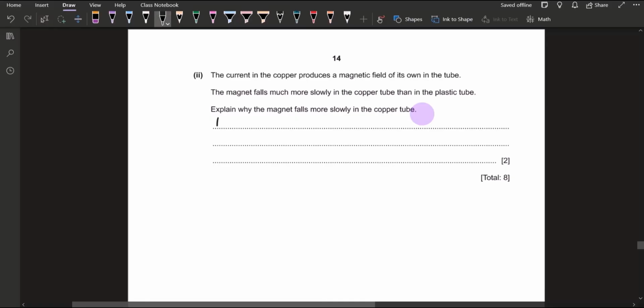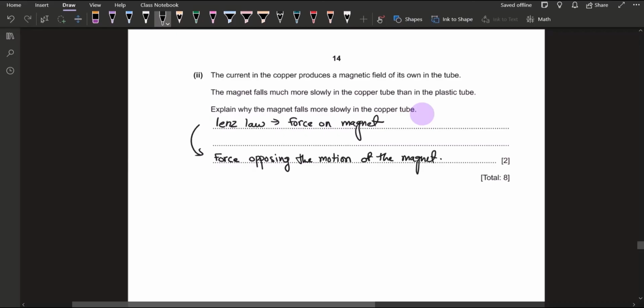Lenz's law, spelled L-E-N-Z, says there is always a force on a magnet which tries to oppose the motion of the magnet. So we have to write here that Lenz's law means a force on the magnet, and explain it as a force opposing the motion of the magnet. And we'll get 2 marks for this.